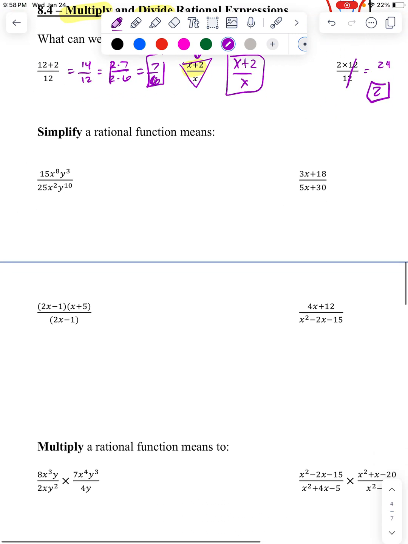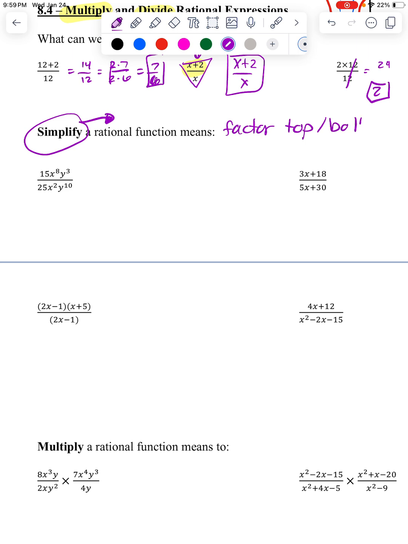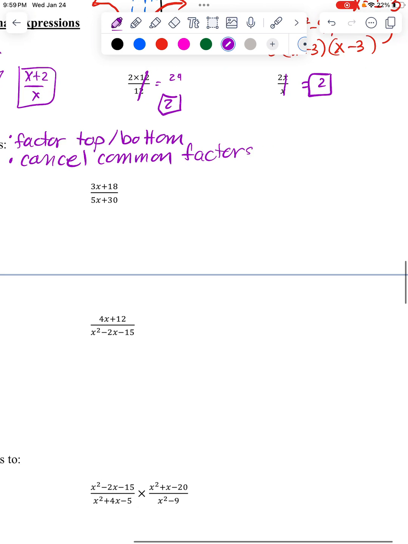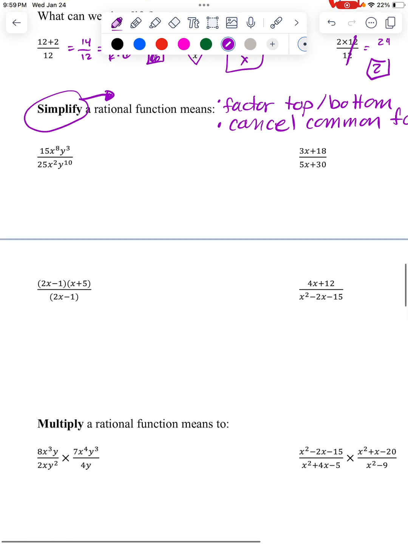So when you go to simplify, and this is really going to be the core of what we do for all the rest of it too, that means you're going to factor the tops and bottoms, and then you just cancel anything that's common, just like we did up above. So we're going to cancel the common factors. You're basically reducing it. Up here, we canceled the common factors. Here, we canceled the common factors. So what we're going to do is find out what factors we have.